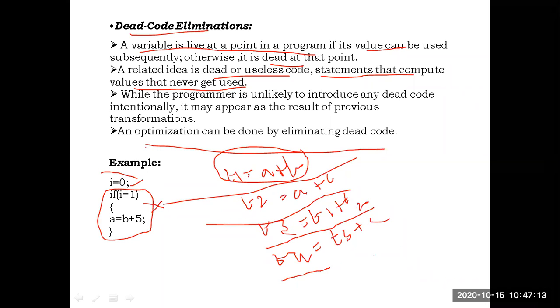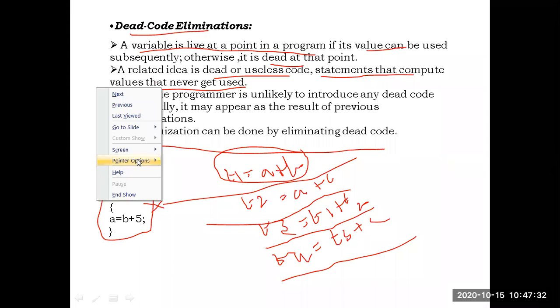variables. When we come to the fourth statement, t4 is equal to t3 plus c, only t3, t4, c are the live variables. Okay, t1, t2, a, b, these 4 variables are dead variables. Only t3, t4, c are the live variables, like that.